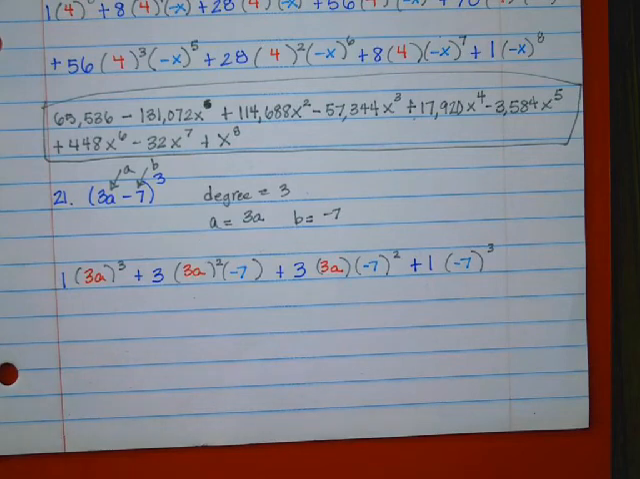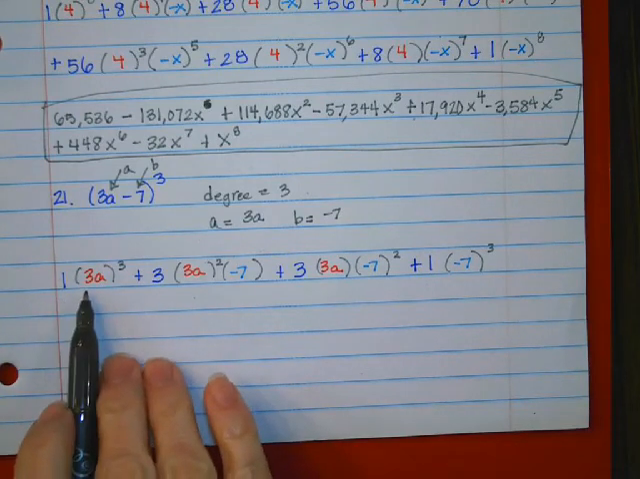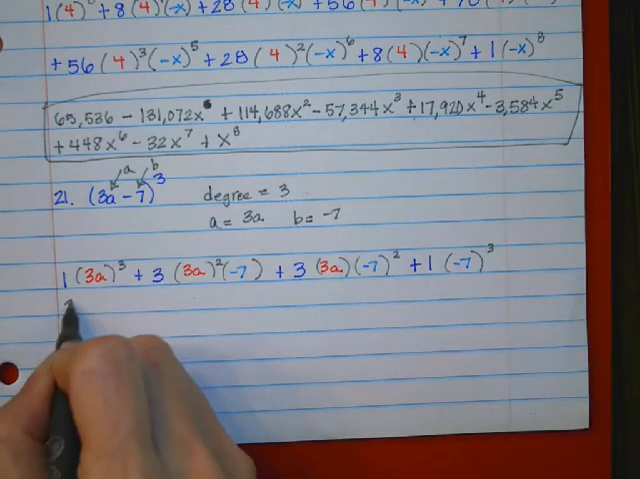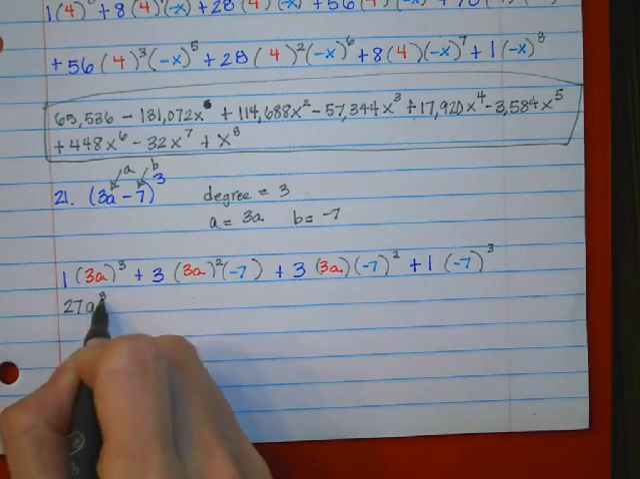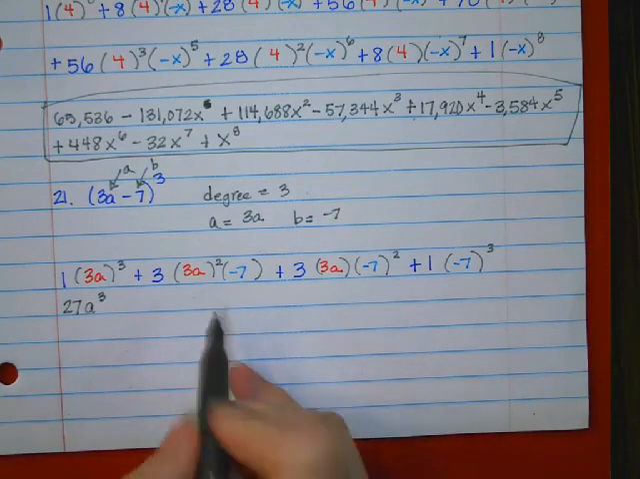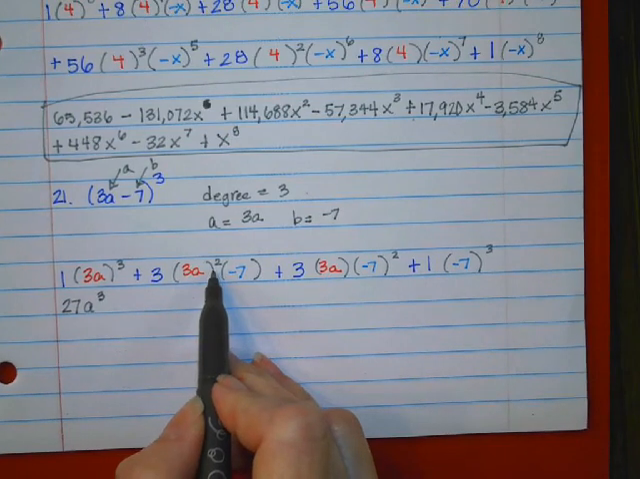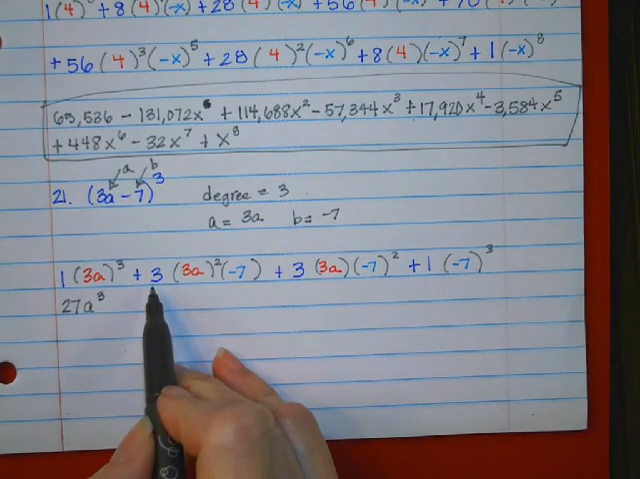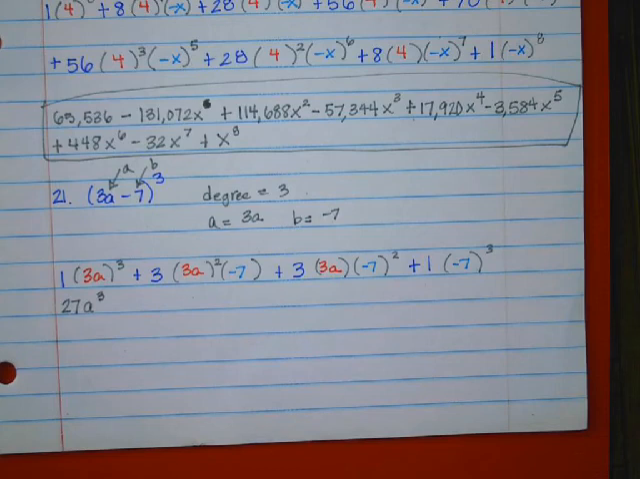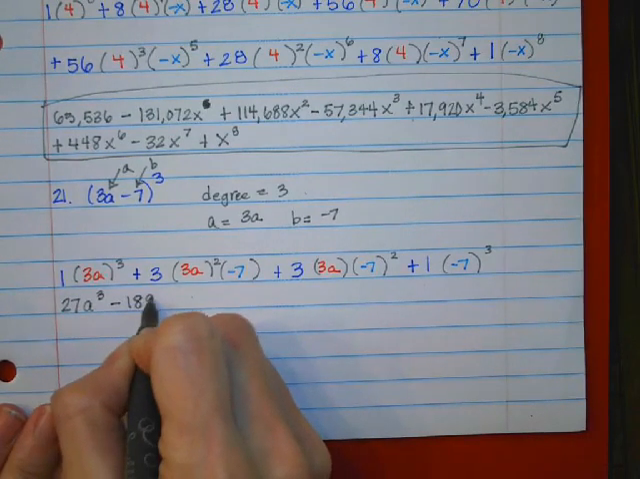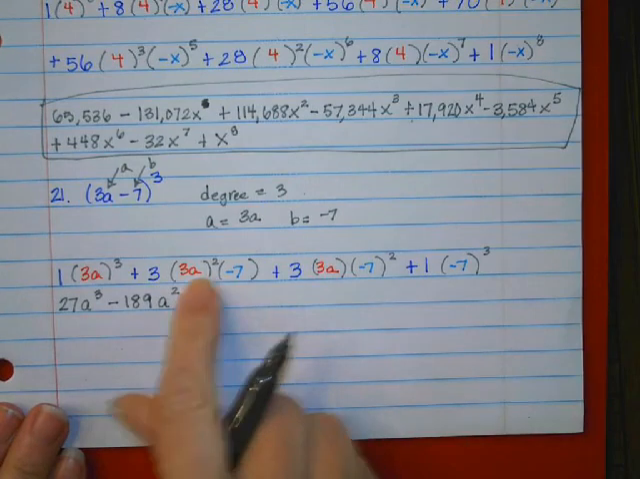All right, so we're going to figure this out. We're going to first take 3a and raise it to the 3rd power. So we can take 3 to the 3rd power. 3 times 3 is 27, times 1 makes 27, and then a to the 3rd. Then here we're going to do our 3 squared. So 3 times 3 is 9. Then 9 times 3 is 27. Then we're going to multiply that 27 times a negative 7, and we get negative 189. And that's a squared, because that's a to the 2nd power.